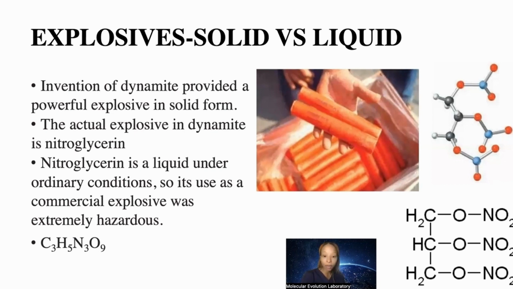The molecular formula for nitroglycerin is C3H5N3O9, and we have the representation here. So we have 3 carbon, 5 hydrogen, 3 nitrogen, and 9 oxygen.